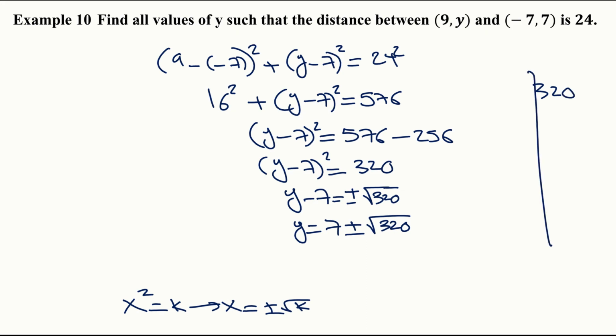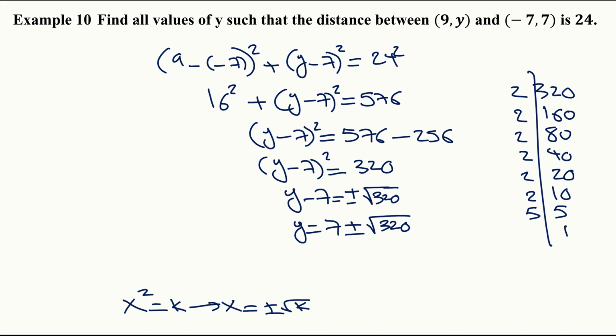2 goes into it 160 times, 2 goes into it 80 times, 2 goes into that 40 times, 2 again gives us 20, 2 gives us 10, 2 gives us 5. And 5 gives us 1. Once we reach 5, we're finished. So notice we have 1, 2, 3, 4, 5, 6. So we have 6 factors of 2. That's 2 to the 6, which is 64.